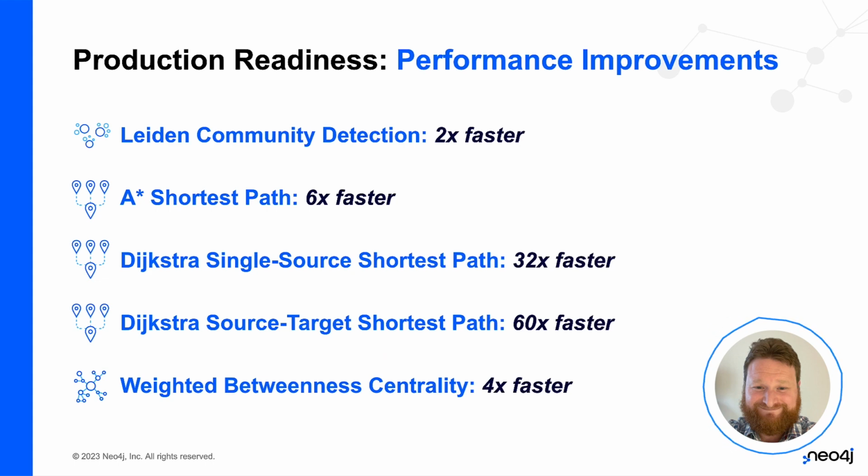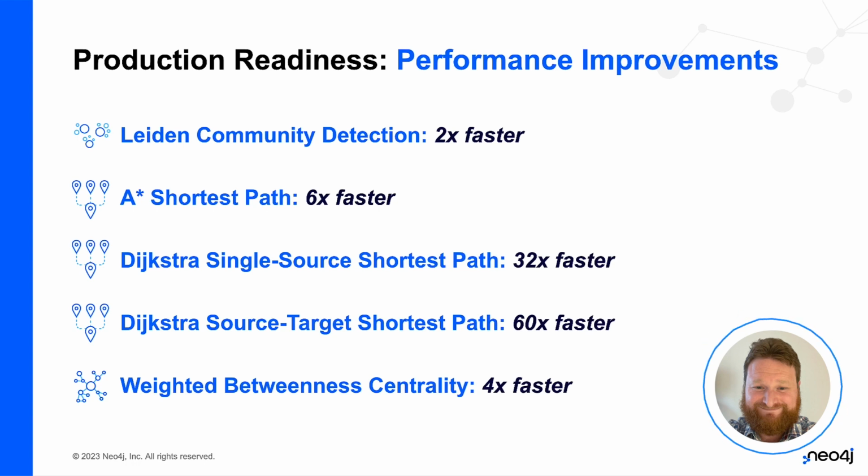And under these performance improvements include a community detection algorithm we call Leiden, which got 2 times faster. This is a very scalable algorithm. It works similar to Louvain, but it runs under concurrency quite well, and it's quite a bit faster. That's all a 2x improvement.